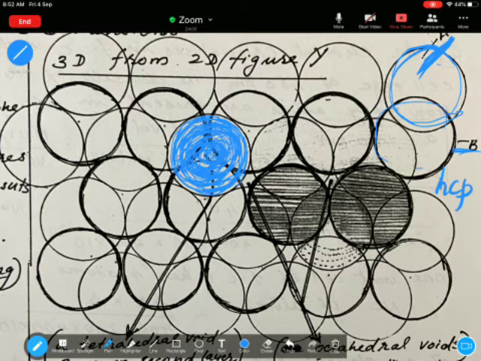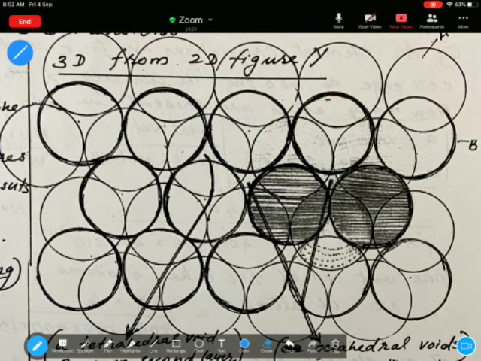Now instead of keeping these blue balls on this space, I am going to keep the third layer blue balls on the octahedral voids, on all octahedral voids. All octahedral voids I am keeping.